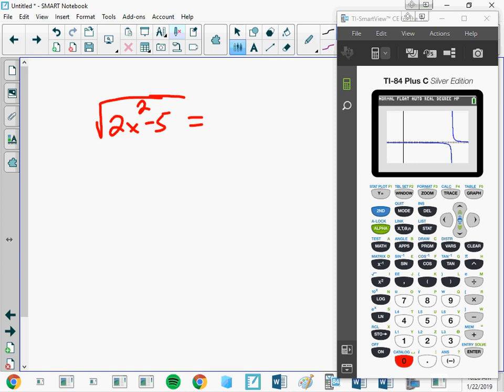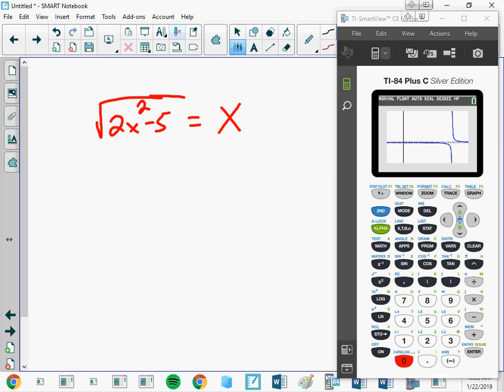Now, what if I had this? Does that have a solution? Probably, yeah, unless something really crazy happens. Can a square root equal 8? Yes. What if I did this? Can a square root equal negative 8? No. So even when you solve it, you're going to get a number, but when you plug that number back in, it's not going to work. Okay?